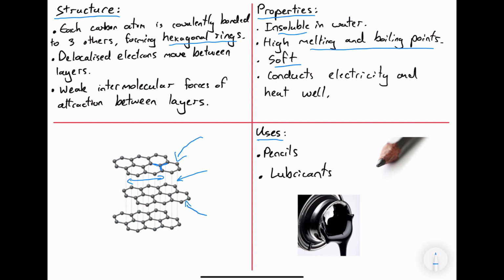Because graphite is soft and the layers can slide over each other, graphite is commonly used in pencils. And because graphite is very slippery due to the layers sliding over each other, it's commonly used in lubricants to reduce friction.